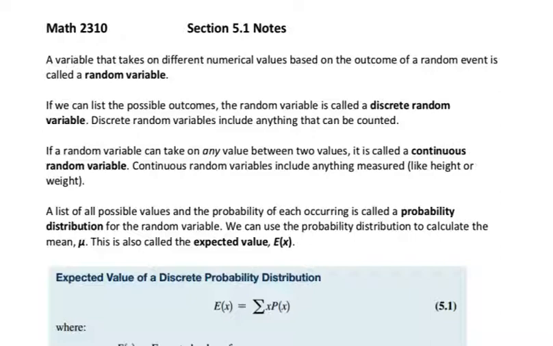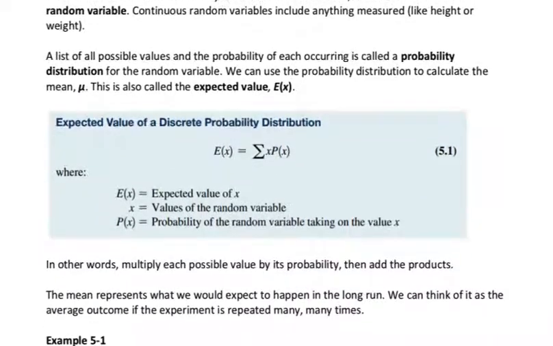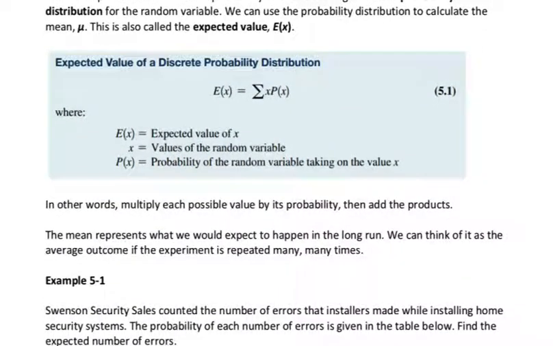If we have a list of all possible values and the probability of each occurring, that's called a probability distribution for the random variable. And we can use that to calculate the mean, which is also called the expected value. So the way that we calculate the expected value is by multiplying the value of the random variable by the probability of the random variable taking on that value. And what this represents is what we would expect to happen in the long run. So we can think of it as the average outcome if the experiment was repeated many, many times. Let's look at an example.